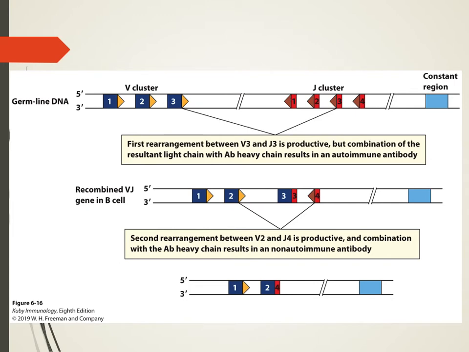So again, the idea is that if the first arrangement between V3 and J3 is productive, but the combination results in a light chain that, when bound to that heavy chain, would lead to autoimmunity, then they'll go back and come up with a new combination before we have actually locked in the receptor.